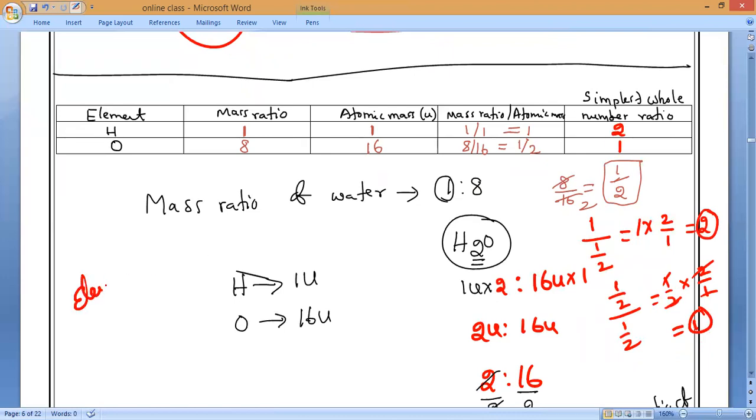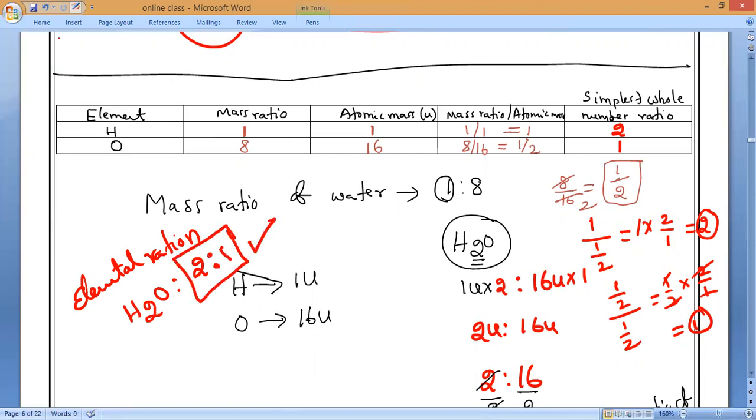So the smallest elemental ratio of water is how much, guys? Elemental ratio, how much? 2 is to 1, sir. 2 is to 1. Remember, once again I'm saying, after doing the mass ratio by atomic ratio, with the smallest one, we have to divide everything. That is what you have to remember. Okay, everybody? Please respond. So 1 divided by 1 by 2 is equal to 2. Here, 1 by 2 divided by 1 by 2 is equal to 1. Any doubt? Anybody can ask. Clear?